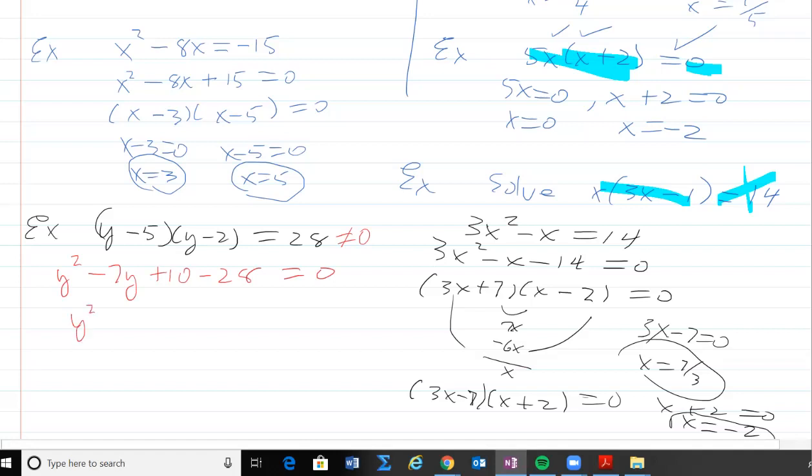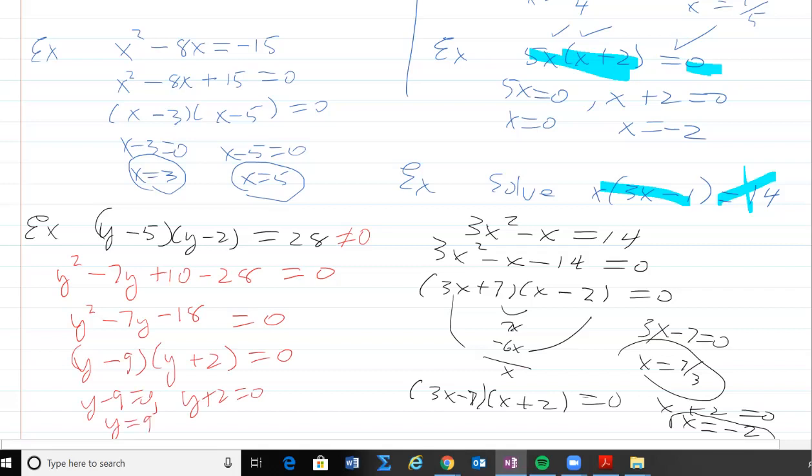But this left side still needs work. Okay, so there it goes. Fortunately, things are coming together for us, and it does factor pretty easily. So we get both set to 0. We get a 9 for y, and we get a negative 2 for y. So it all works out.